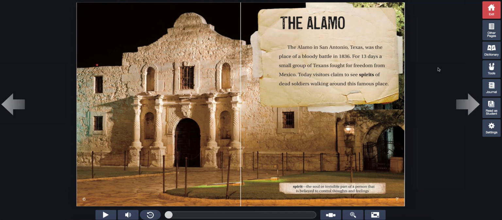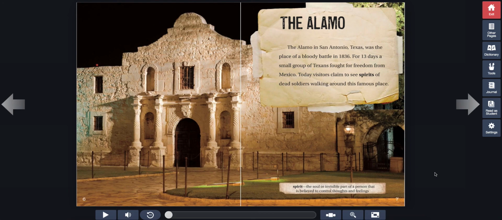Can you please help me reading this? The Alamo. The Alamo in San Antonio, Texas, was the place of a bloody battle in 1836. For 13 days, a small group of Texans fought for freedom from Mexico. Today, visitors claim to see spirits of dead soldiers walking around this famous place. What does this spirits mean? The soul: the invisible part of a person that is believed to control thoughts and feelings.